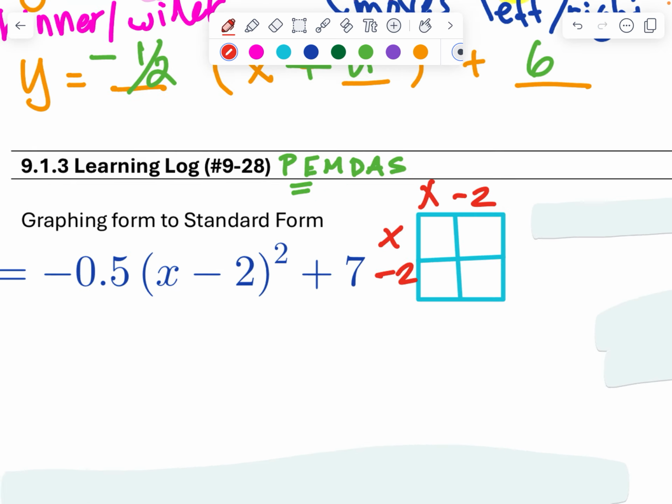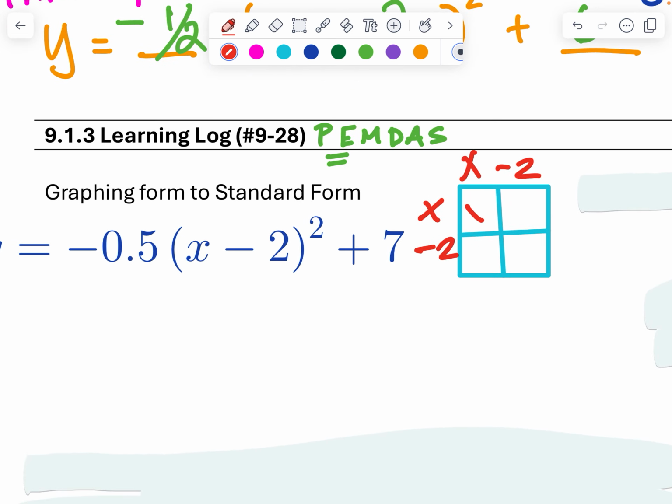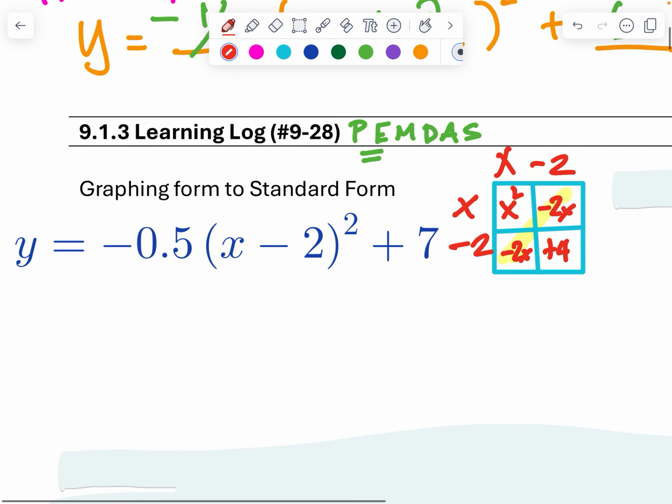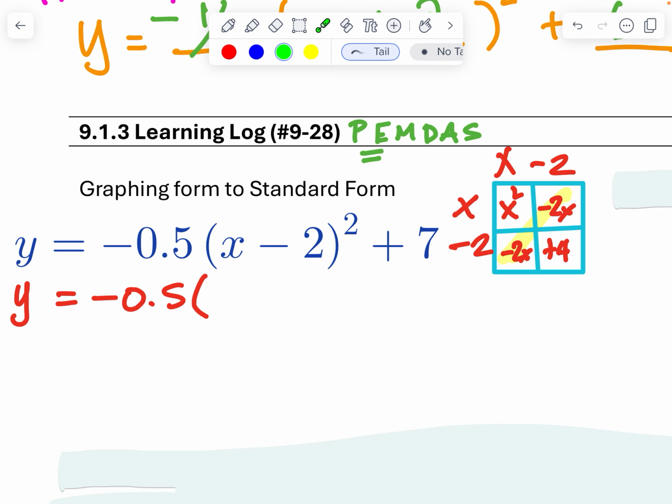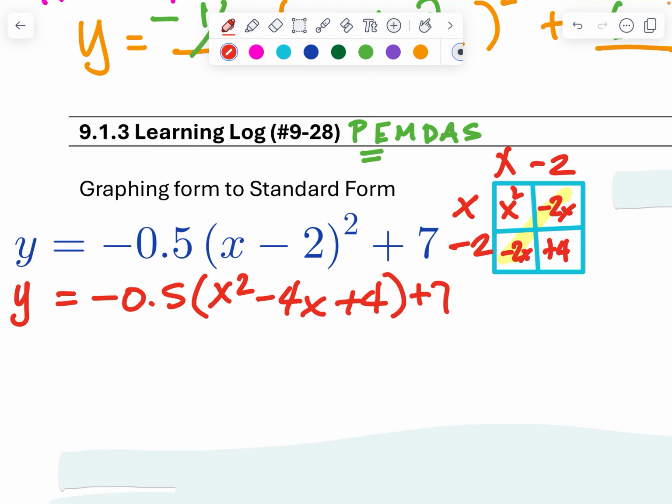I'm going to zoom in a bit. So now we can multiply that to be x squared minus 2x minus 2x. Negative times negative is a positive 4. So if I add my like terms, and I'm going to write this down, I'm going to bring down my y, and I'm going to bring down my negative 0.5. But now, instead of these parentheses, I'm going to write what I had over here. And so I need to write in there x squared minus 4x plus 4. And then I also need to bring down my plus 7.